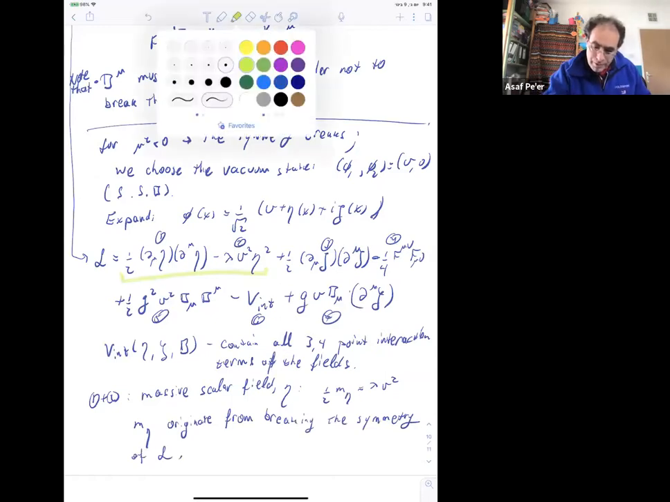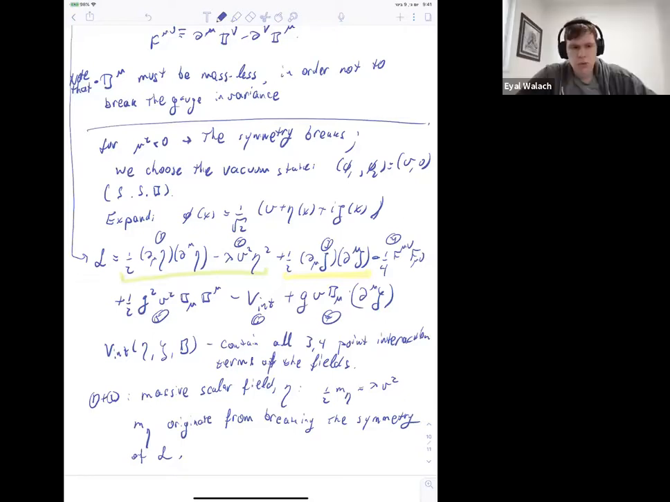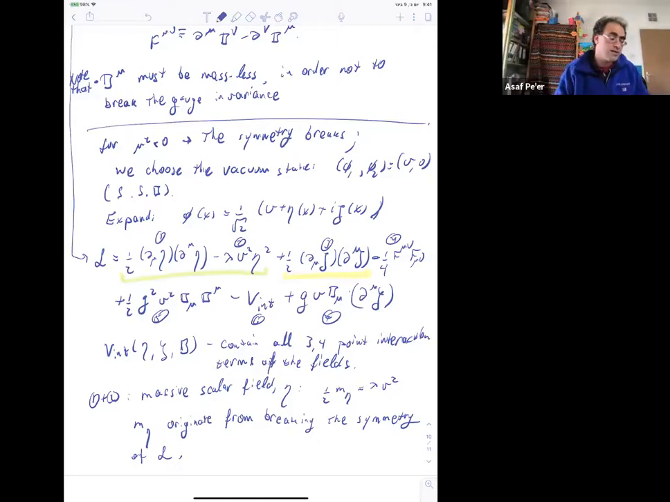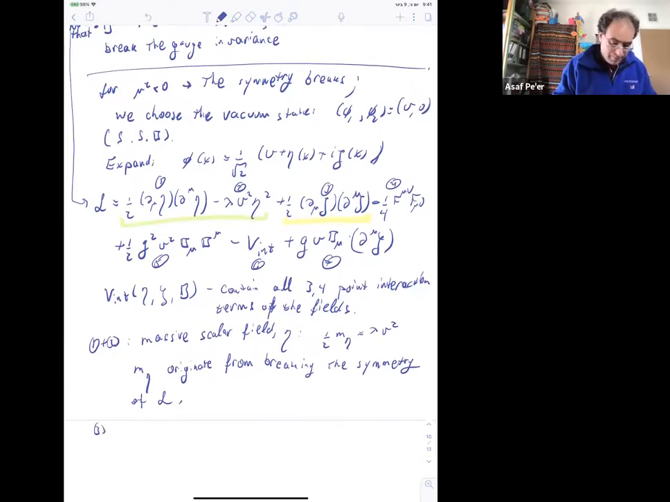Now we have a third term. What is this term? What is term number 3? The Goldstone mode. This is the Goldstone boson. This is massless. There is no mass term for this one. So term number 3 is the massless scalar Goldstone boson.